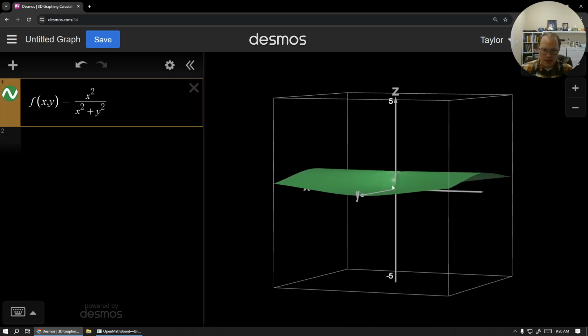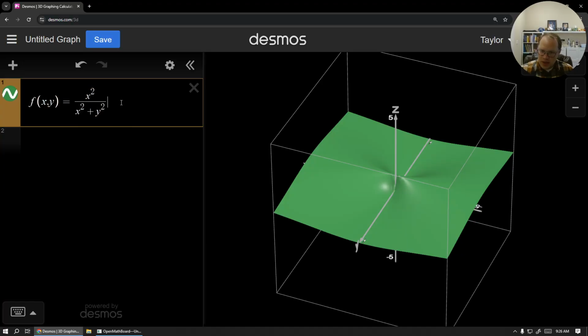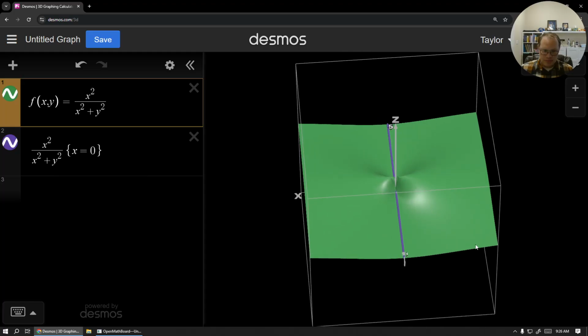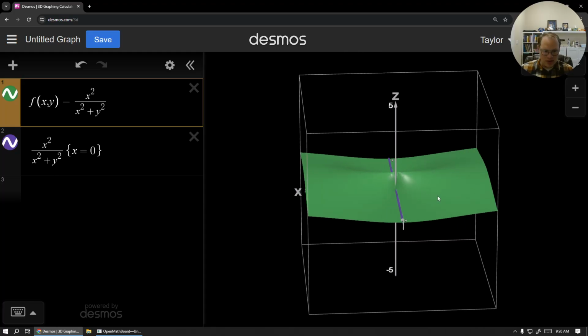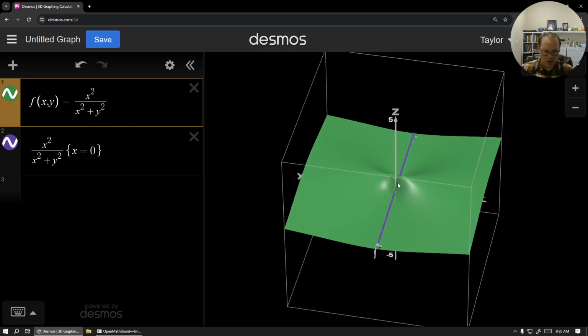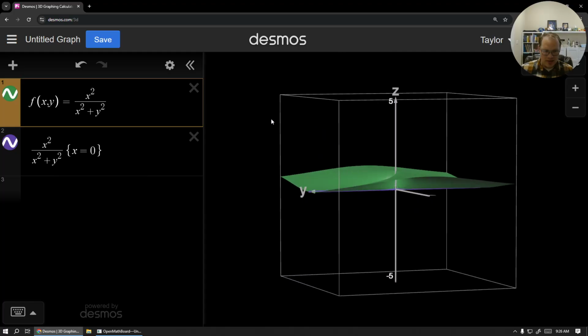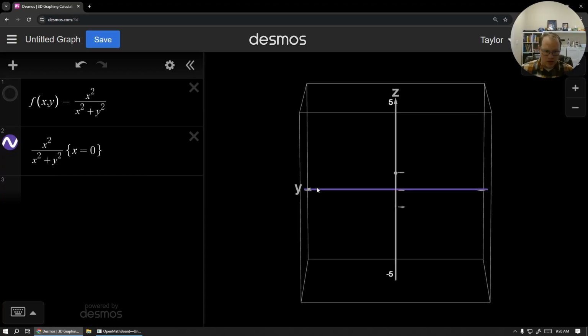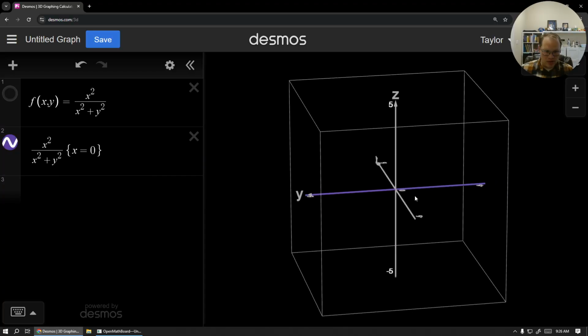So what we did is we looked at this function along different paths. We looked along the path x equals 0, down the y-axis. You could see that along this path, as we get closer and closer to the origin, it's just staying at this level, isn't it? Let me take that out. As we get closer and closer to the origin along this path, we're just going to 0.